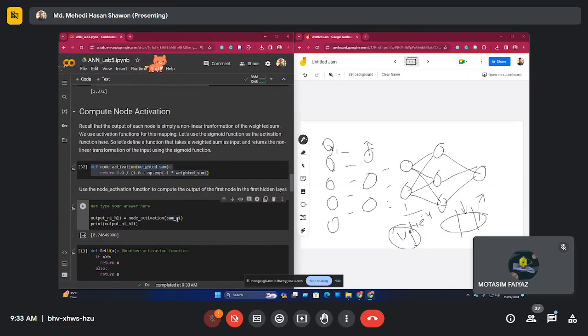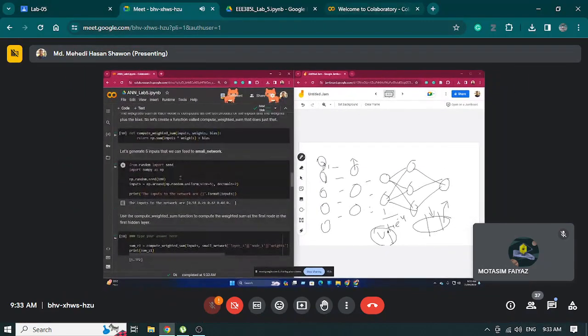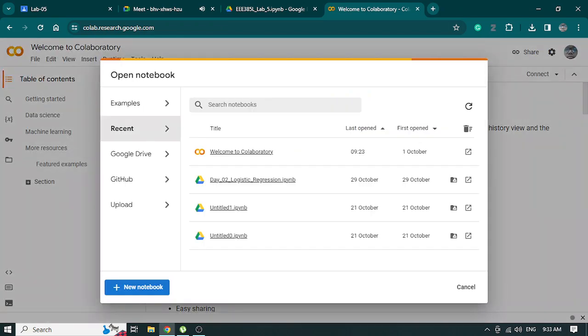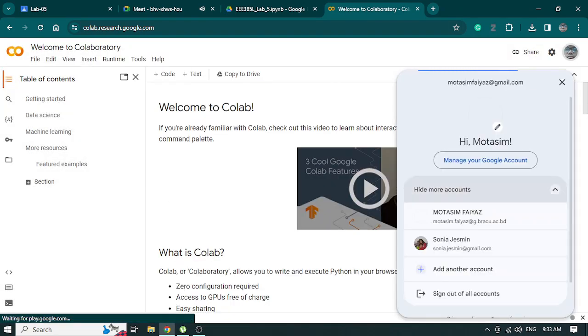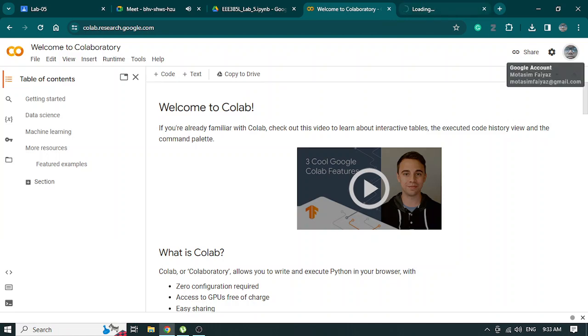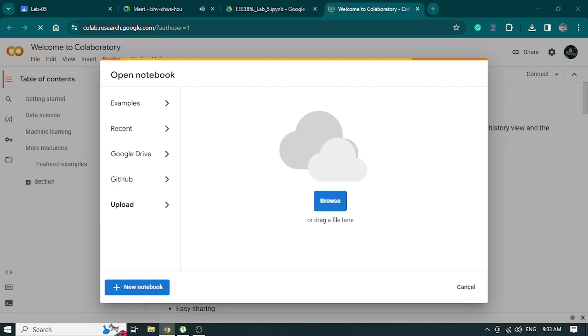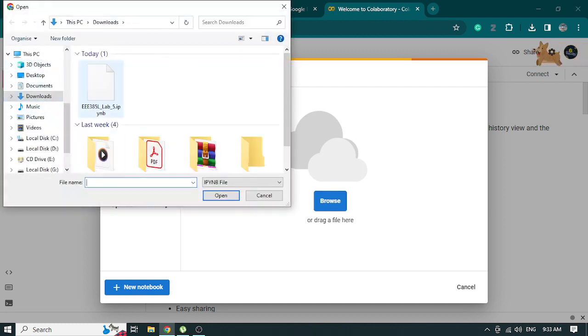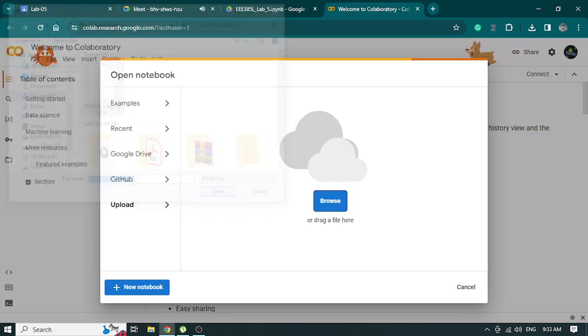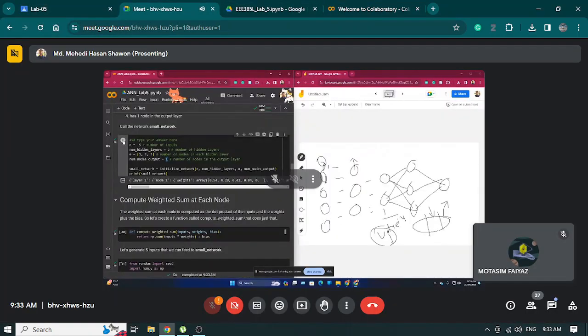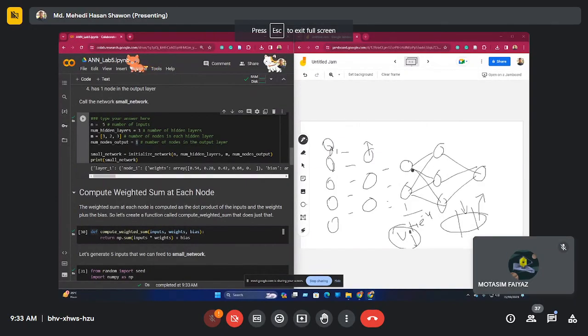So I've missed a step on the initial part, the small network. Okay, so we are trying to build an architecture where there will be 5 inputs and 3 hidden layers. The first hidden layer will have 3 nodes, the second hidden layer will have 2 nodes, and the third hidden layer will have 3 nodes. The output layer will have only 1 node. So this is the architecture we need, and I just drew that architecture here.